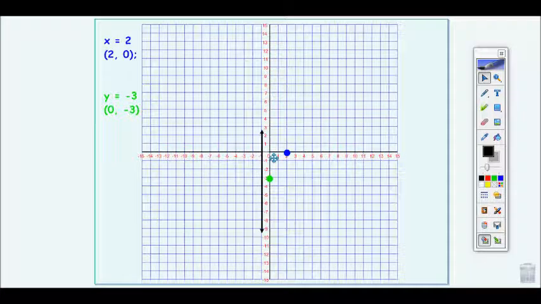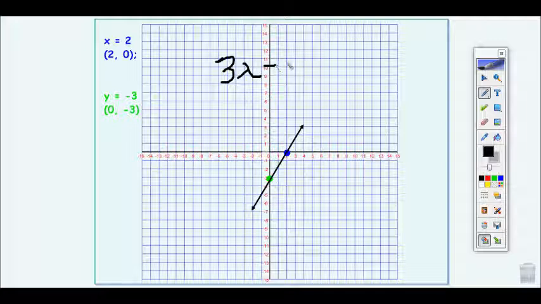And that then is the quick method to graph the equation that we started out with. Let me put that back on here. What we've just done is we've graphed the equation 3x minus 2y equals 6.